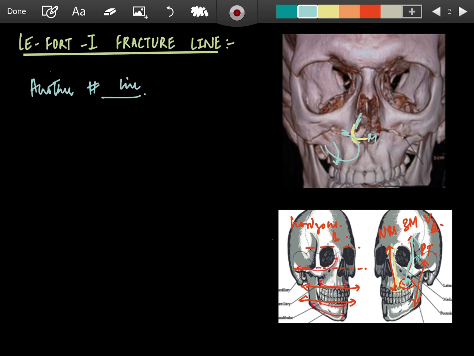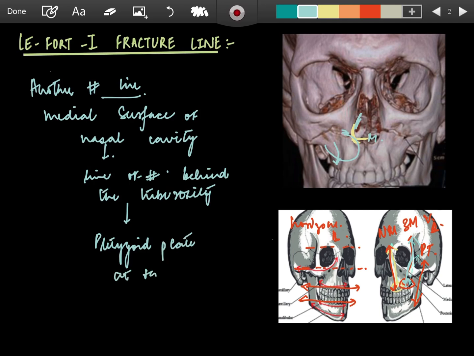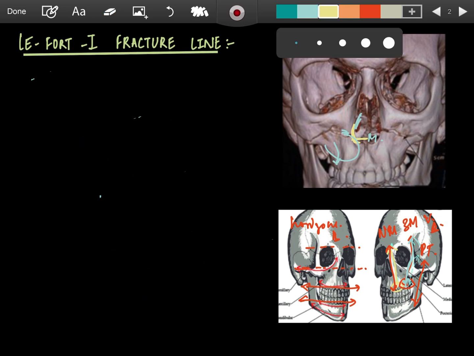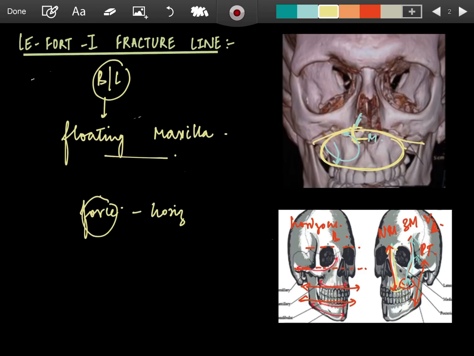In some books there is another fracture line. They say that it starts from the medial surface of the nasal cavity and it meets the lateral line of the fracture behind the maxillary tuberosity, and it fractures the pterygoid plate or the pterygoid process of the sphenoid bone at the same point. When the LeFort fracture occurs bilaterally, it is called a floating maxilla, because the inferior part of the maxilla becomes mobile. So it appears floating in nature.